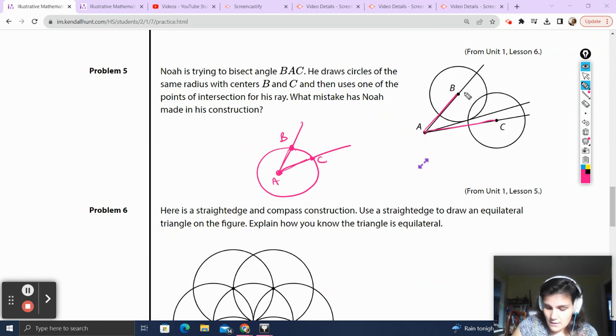So B and C would have to be equidistant from A in order for the two congruent circles to create those intersections that we use to have a perpendicular bisector. So good try, Noah. Hopefully next time you'll get it right.